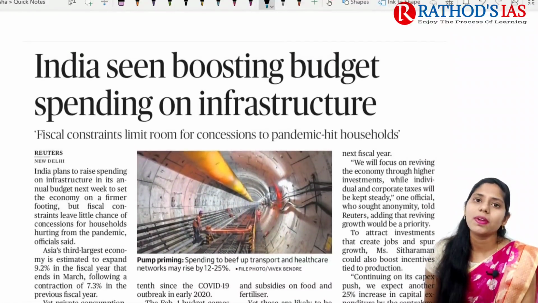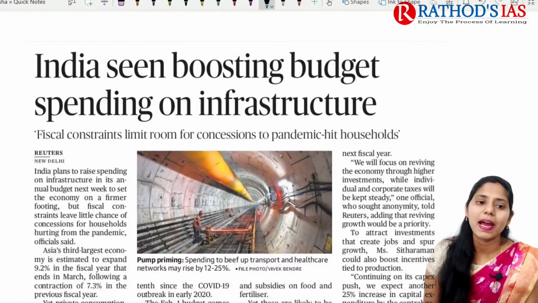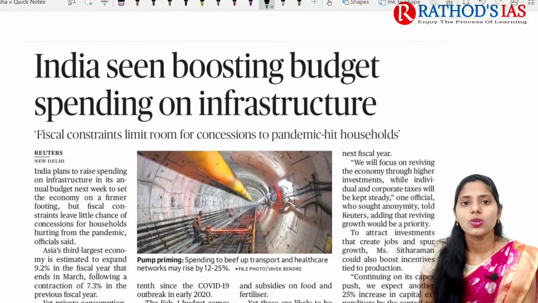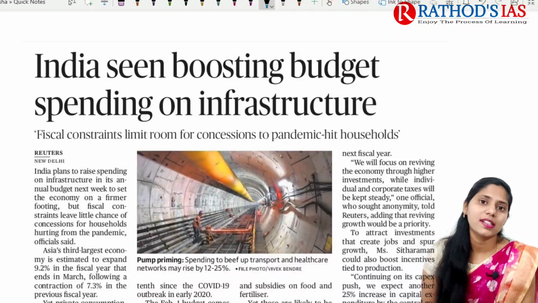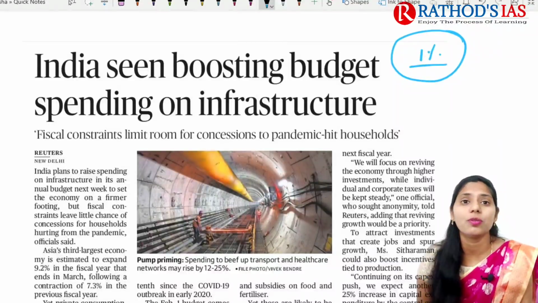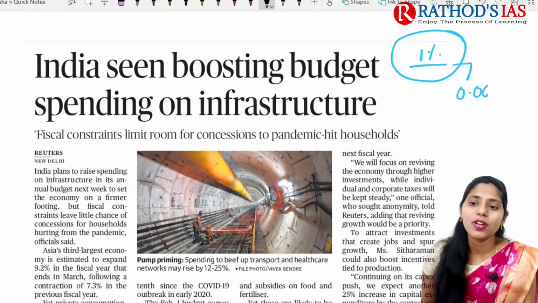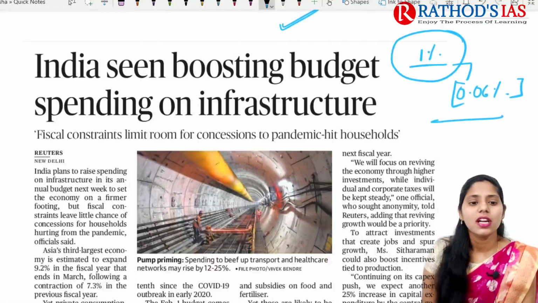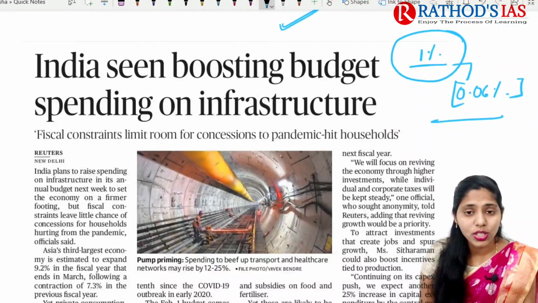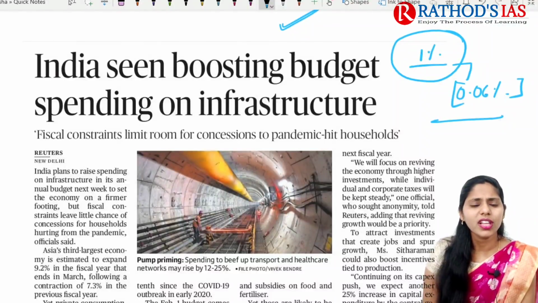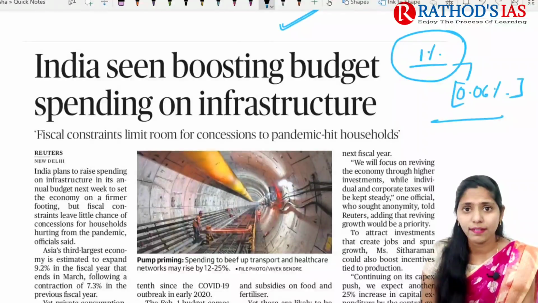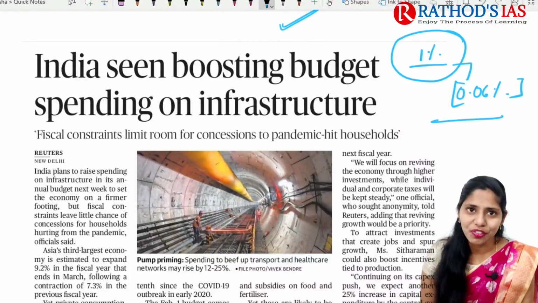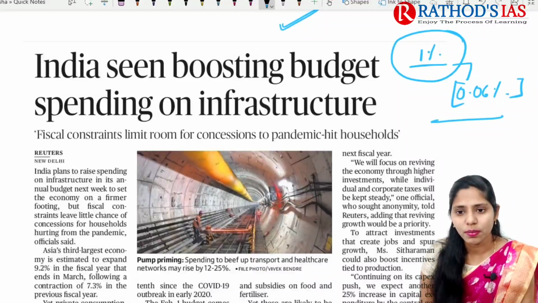Okay, and the next topic is regarding India seen boosting budget spending on infrastructure. In yesterday's lecture or the day before yesterday's lecture, I said that whenever there is a 1% increase in spending on infrastructure, especially in the food processing industry, that will lead to a 0.06% increase in output. So in this upcoming budget, the government has planned to increase spending on infrastructure such that we can increase manufacturing, and that will lead to increased employment, and finally that will lead to economic revival.